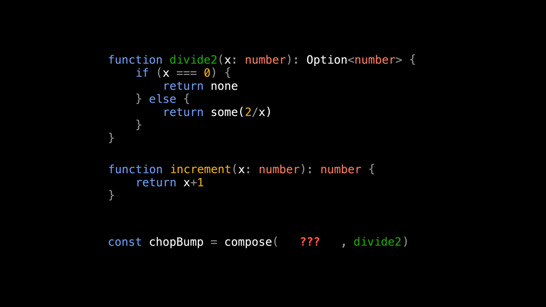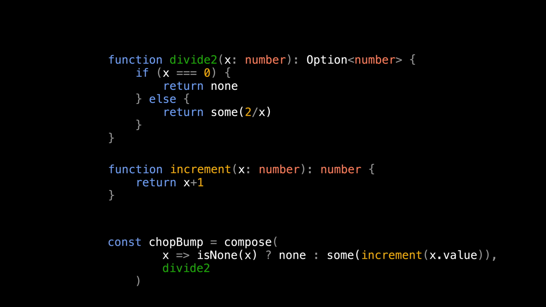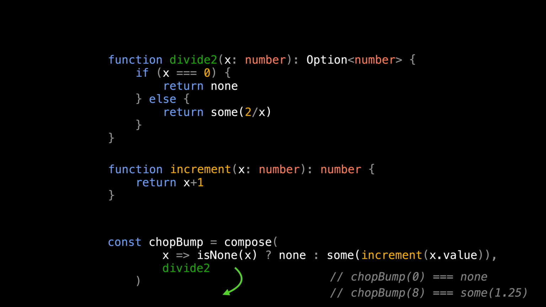The good news is there is a clean and beautiful way to do this, but we are not there yet. We will look into it when we get into functors. But for the sake of this example, let's solve this by a custom lambda function. So our compose chop bump function first tries to divide 2 by the input. If dividing fails, it returns none. Otherwise, it increments the divided output. The isNone function is a custom type guard to check if the type of x is none or not. We will look more into it in the demo video.